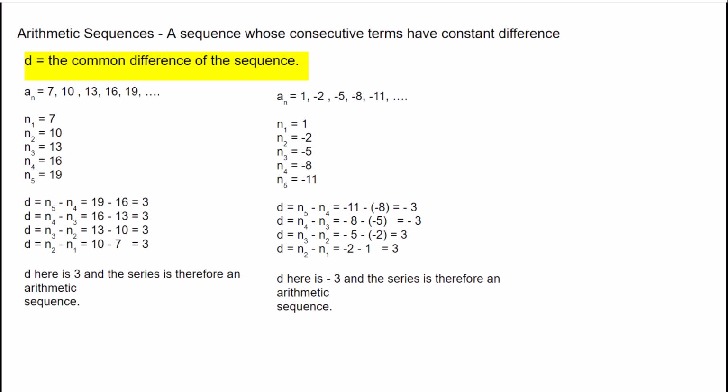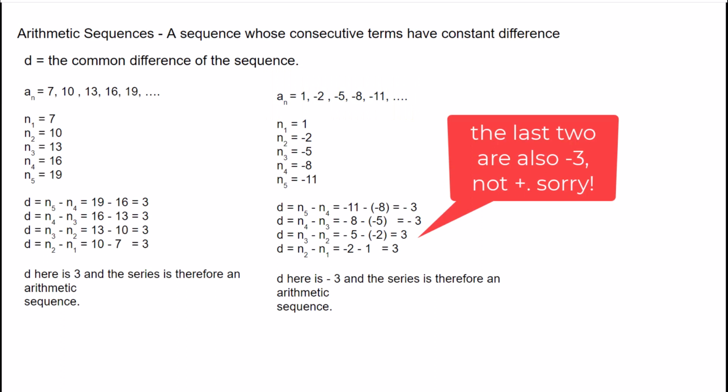In the example here, we have a sequence that starts with 7, followed by 10, 13, 16, and 19. As you can see here, the difference, or d, of this sequence would be 3, and we're mainly focused on the difference. Take this sequence for example. We have 1, negative 2, negative 5, negative 8, and negative 11. Now this is going in the negative direction, but you can see that the difference between the terms is constant, so the d for this sequence would be negative 3.